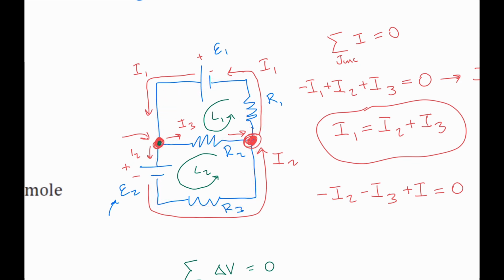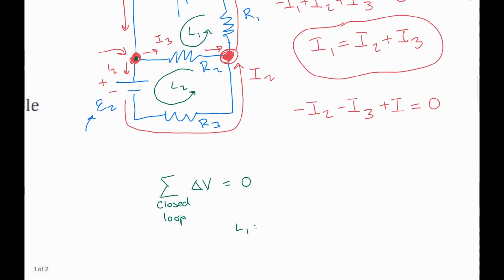So let's choose loop 1. We're going to start at this node. We're going to go around here, around here, around here, and then around here. And we're going to look at each element of the circuit. First, we pass through resistor 1. Then we pass through resistor 2. And then we pass through resistor 1. And then we pass through the battery. And then over here, there's nothing in the circuit.